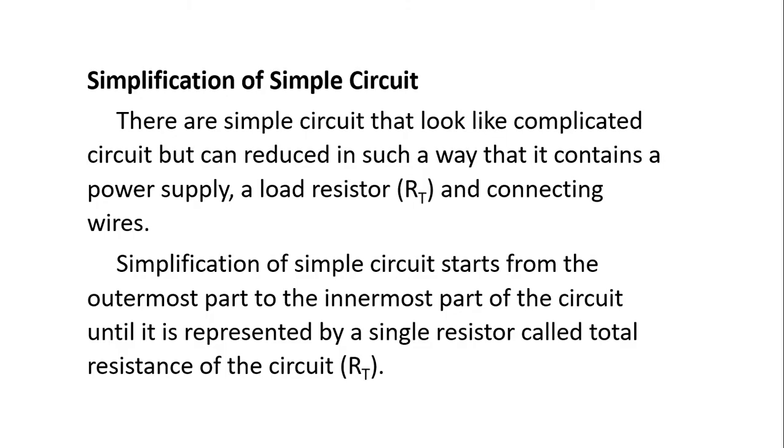Now let's proceed to simplification of a simple circuit. There are simple circuits that look like complicated circuits, but can be reduced in such a way that they contain a power supply or supply voltage, a load resistor or R total, and connecting wires. So simplification of a simple circuit starts from the outermost part, the one farthest away from the supply voltage, to the innermost part of the circuit, until it is represented by a single resistor called R total.